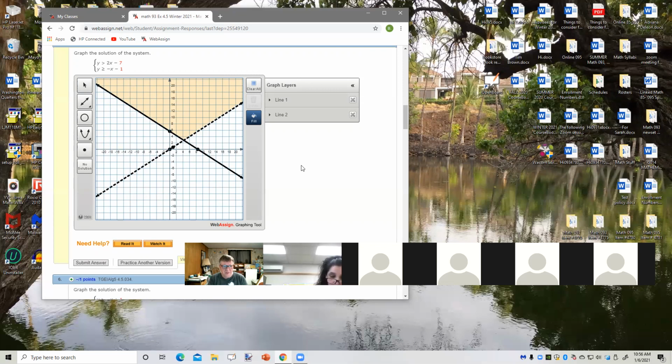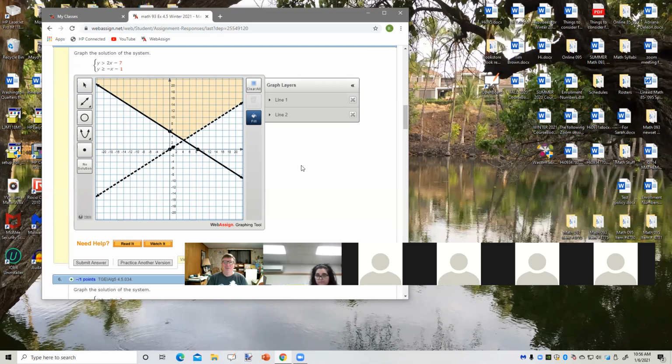So again, that is how you need to do these kinds of problems in WebAssign. You don't want to plot a whole bunch of points and then it ends up being a dashed line and WebAssign says it's wrong and you're frustrated. Do it this way and it will work.